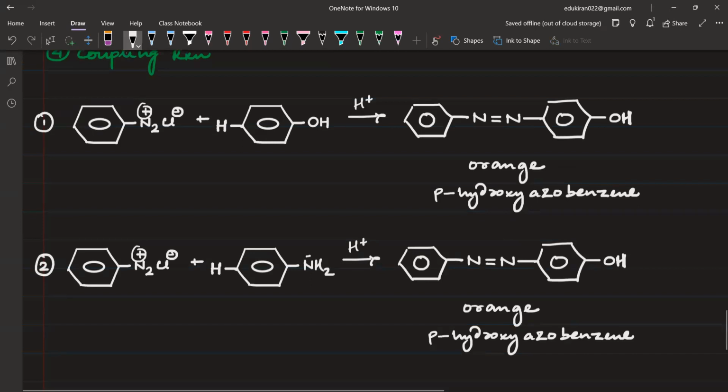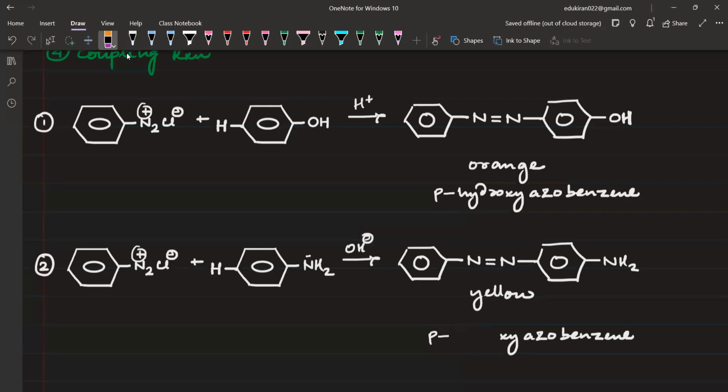ठीक है. Now, since aniline is basic, this is done in OH negative, that is basic condition. Here instead of OH, you will have NH2 as it is. And this is yellow in color. इसका नाम भी चेंज हो जाएगा. This is known as, तो क्या बोलेंगे इसको, p-aminoazobenzene.